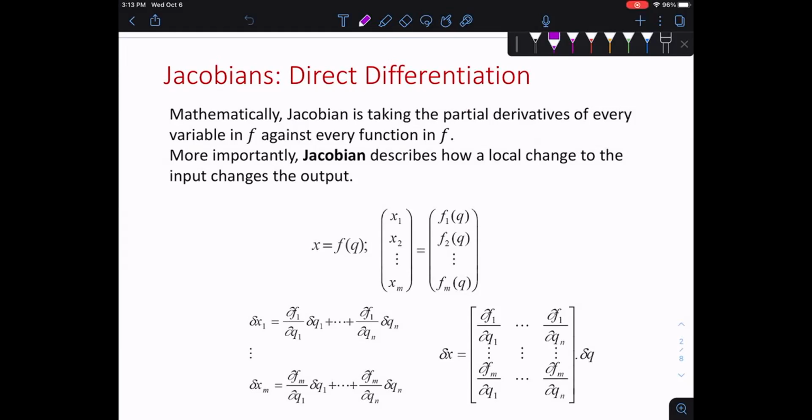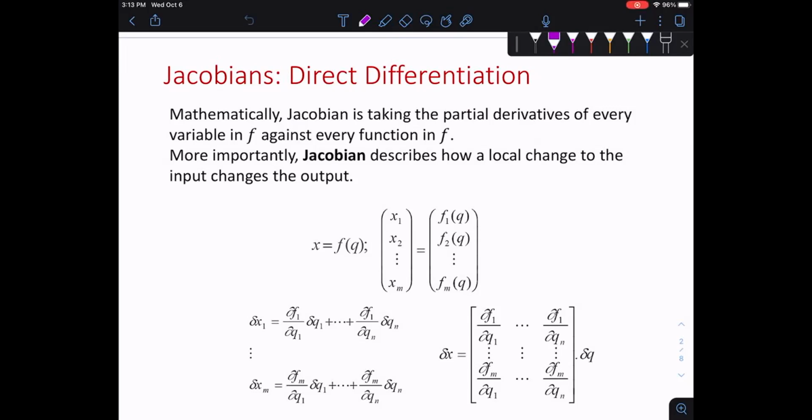But if you want to think about more of a physical interpretation, what Jacobian really does is that it describes how local changes to the input impact your output. Okay, so for our robot, let's say we have a couple of joints, right? And we are interested to find the velocity of the end effector. By now we know end effector is important, right? You're trying to find where the effector ends up. Now, we found the position and orientation previously.